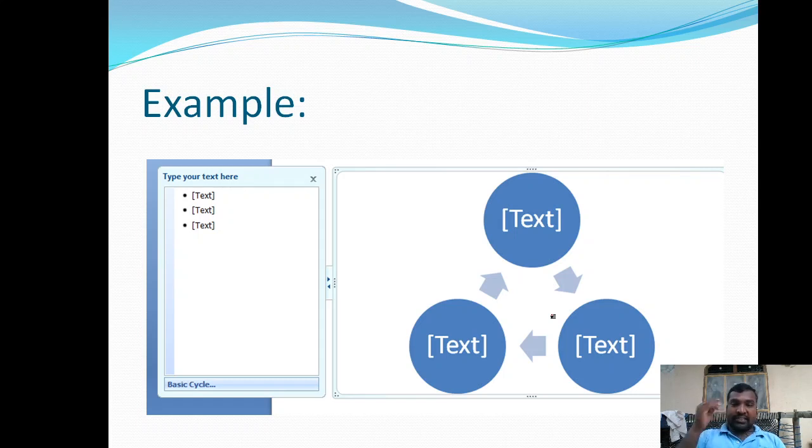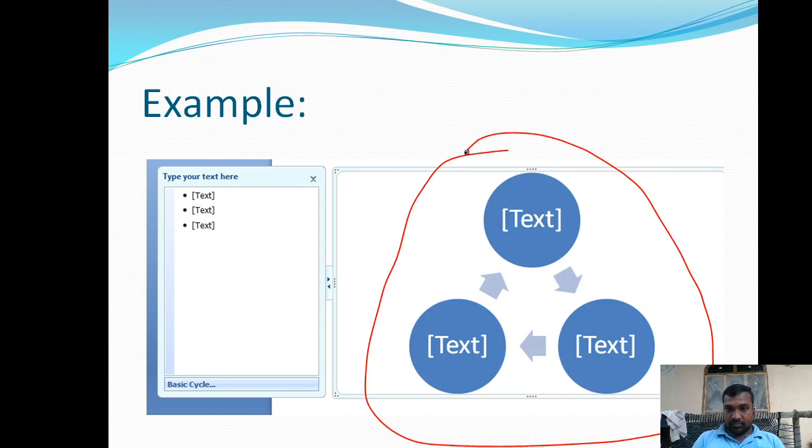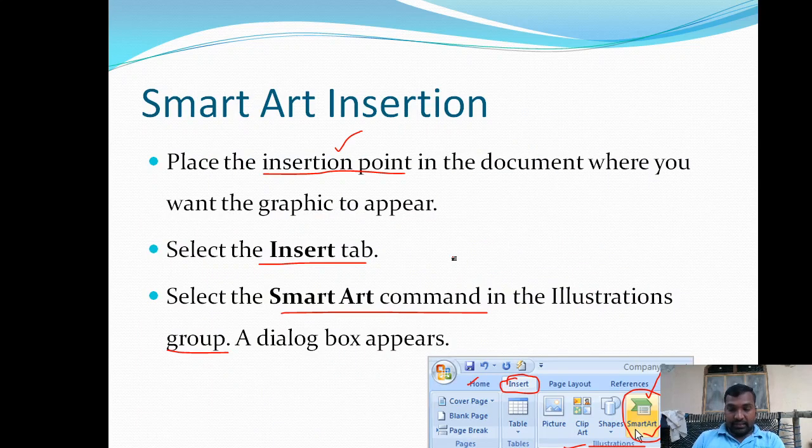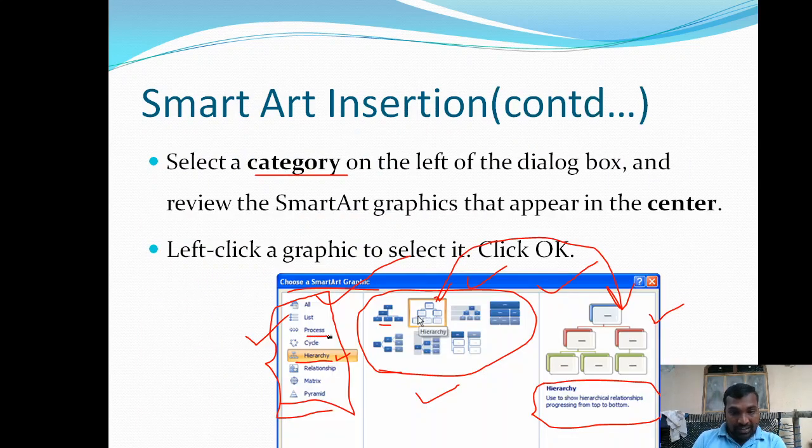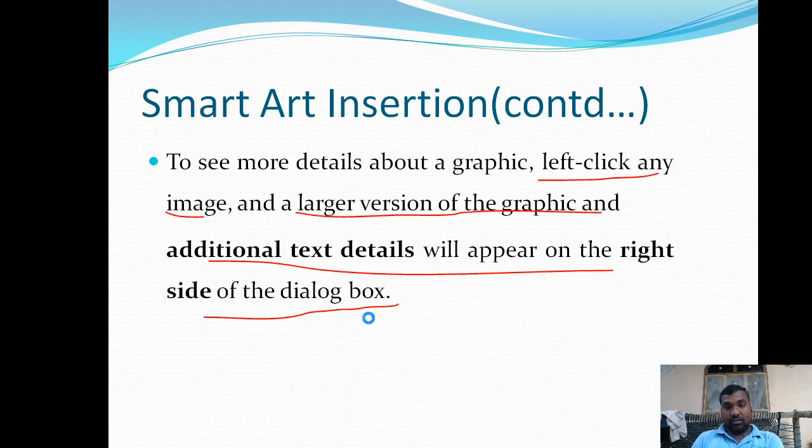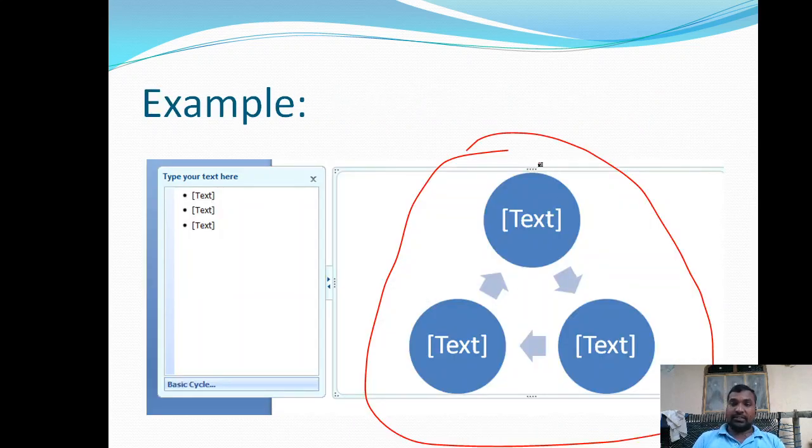Now, here is a simple example. In this example, this is the SmartArt graphic, displayed with a process type, the process category. So this process SmartArt diagram is related to process type diagrams.